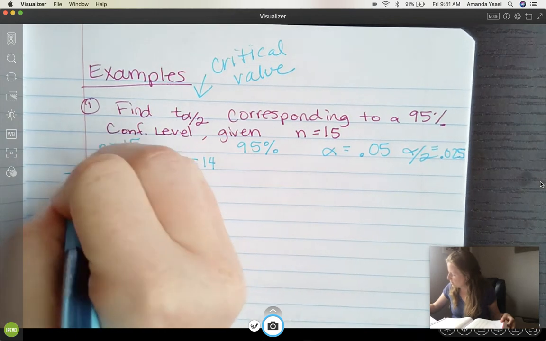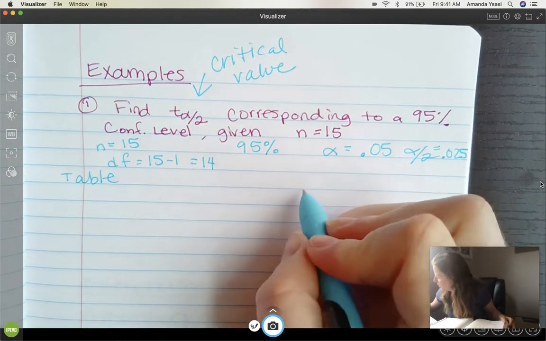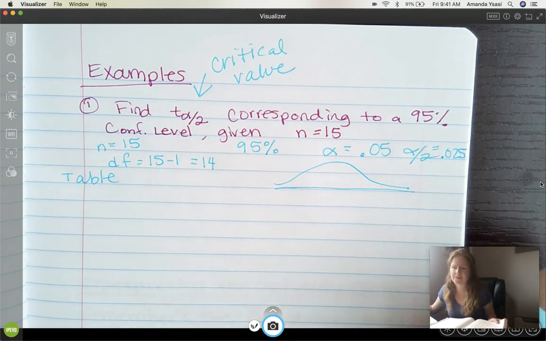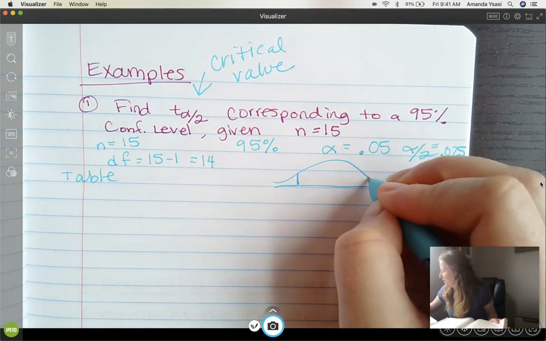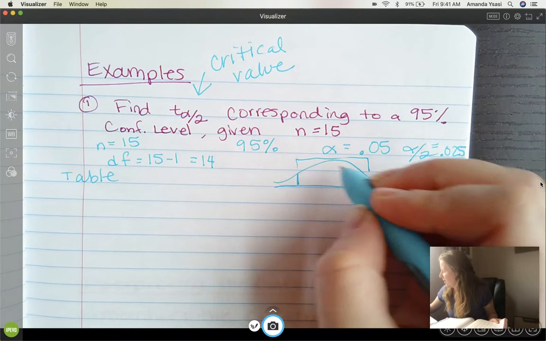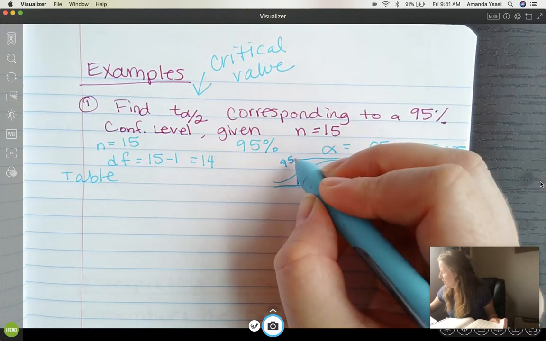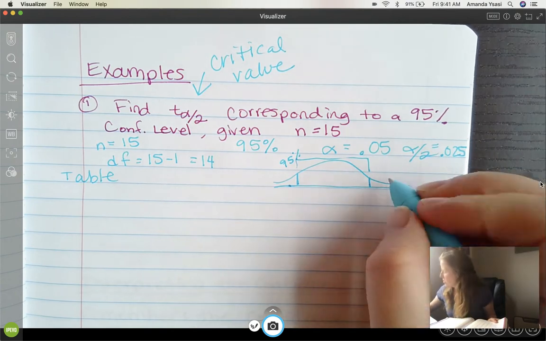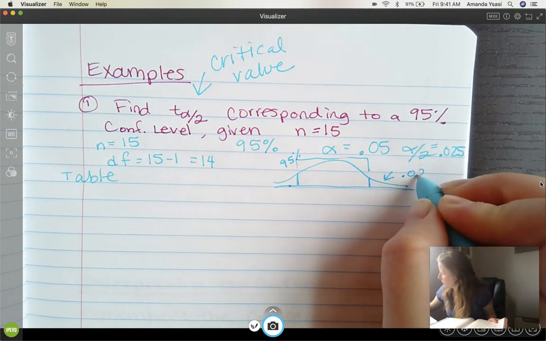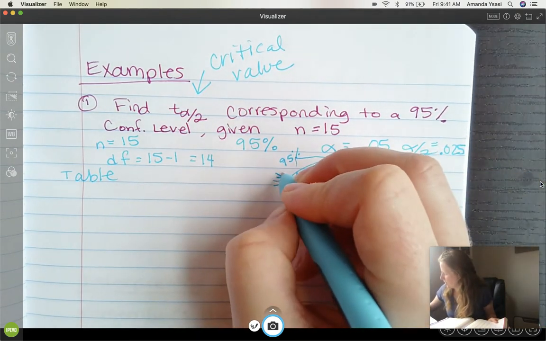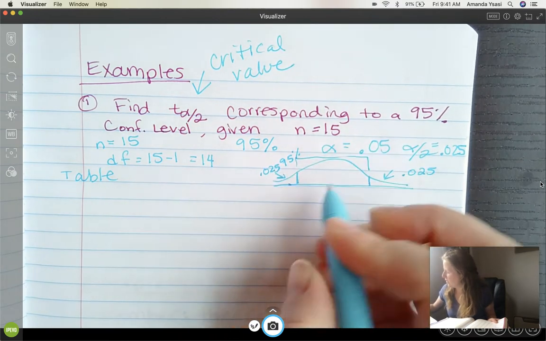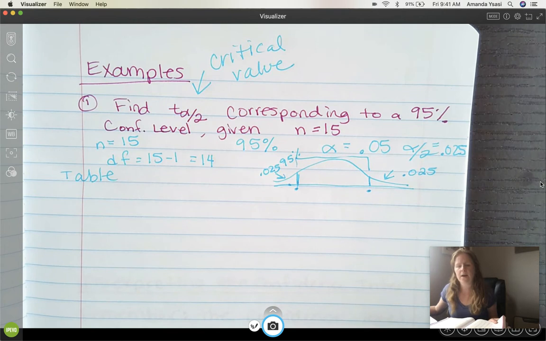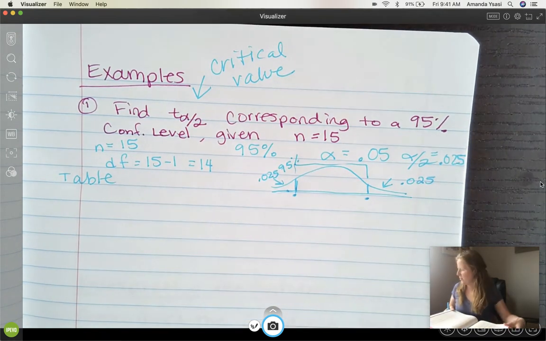Before I look at the table, let's talk about it. We don't know what it really looks like, but we know that between there and there, this is your 95% area. So alpha over 2 are these two. The area here is 0.025, and the area here is 0.025. So we need to find those critical values right here and right here.